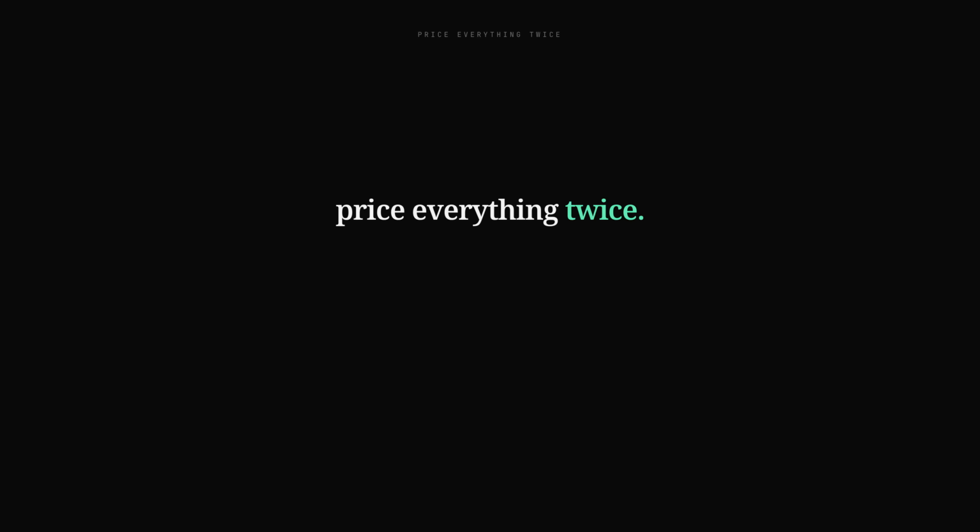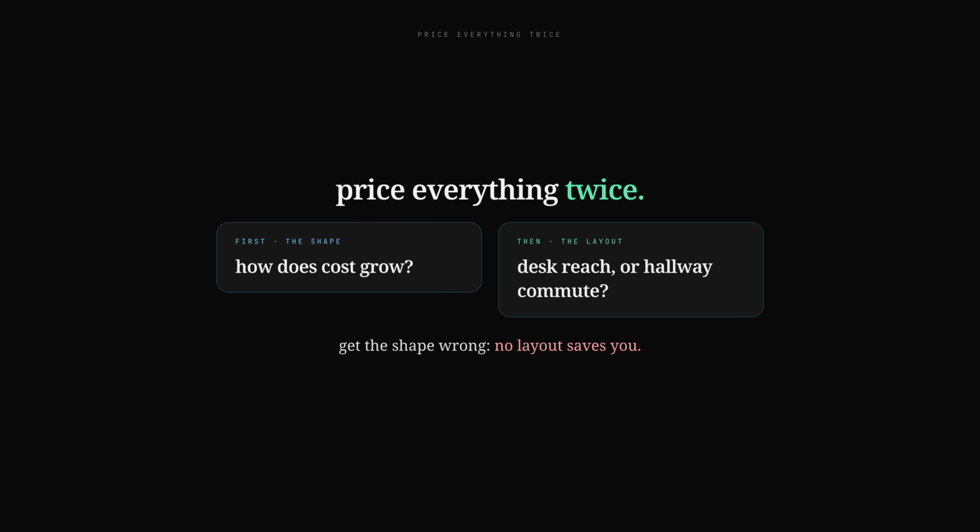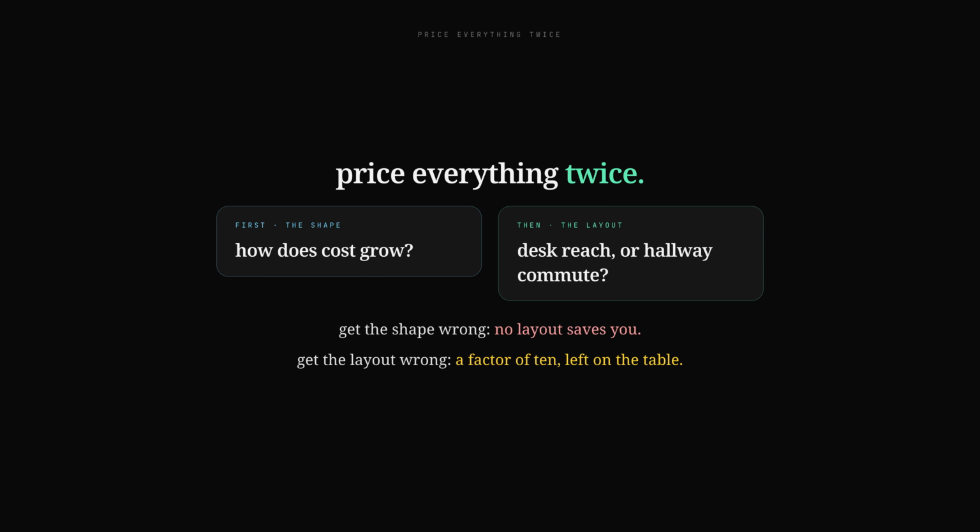So from here on, this course prices everything twice. First, the shape. How does cost grow? Then the layout. Is each step a desk reach or a hallway commute? Get the shape wrong and no layout saves you. Get the layout wrong and you leave a factor of 10 on the table.